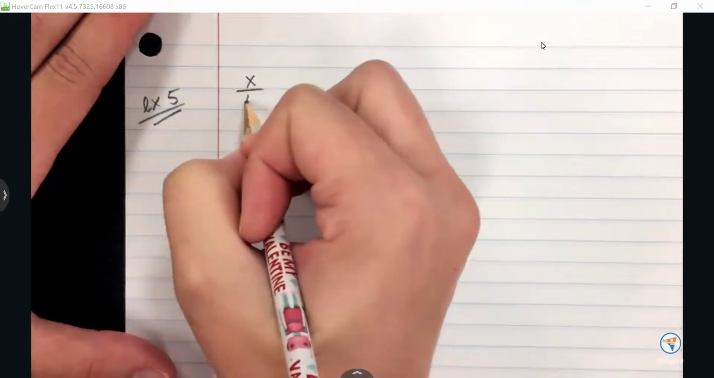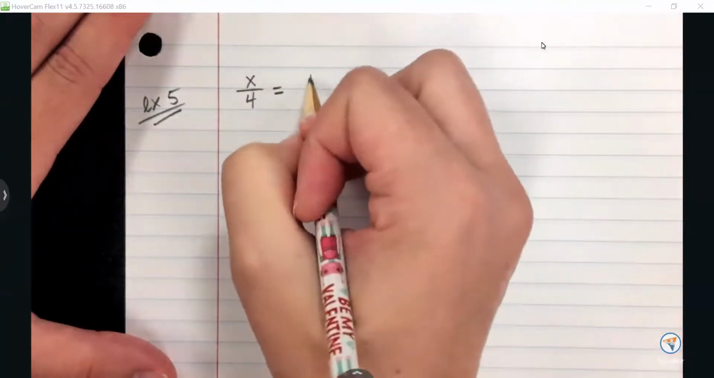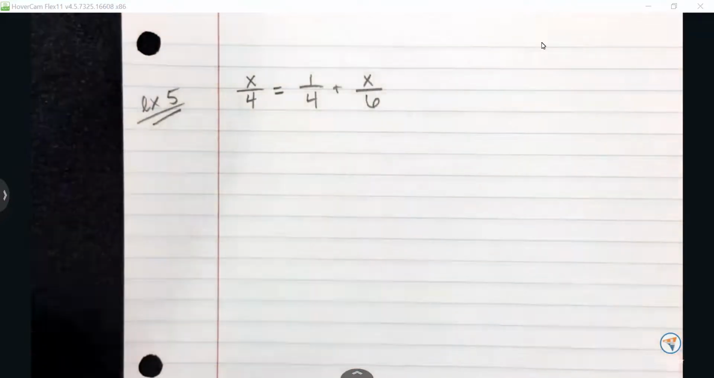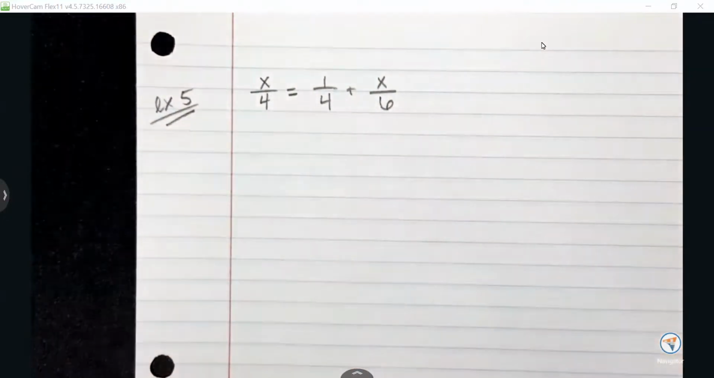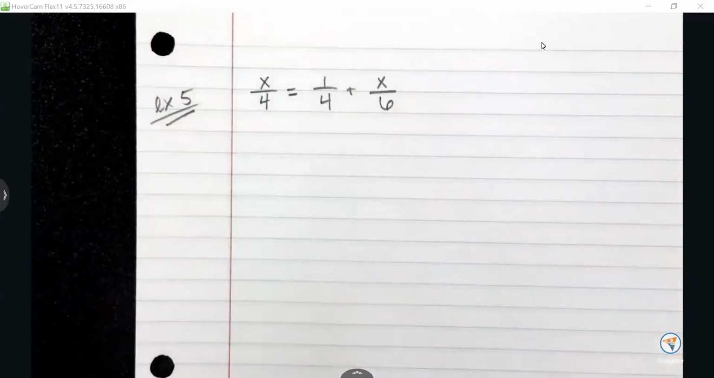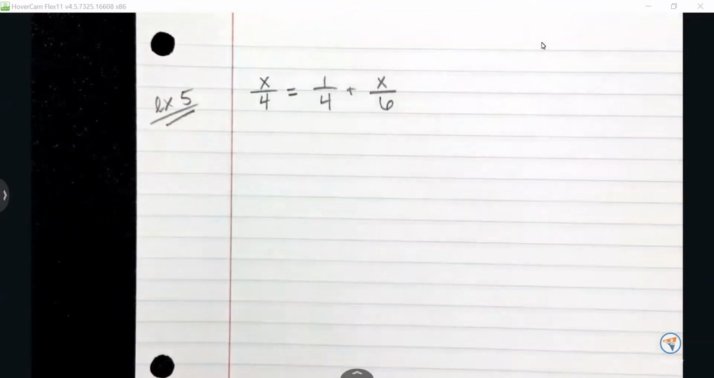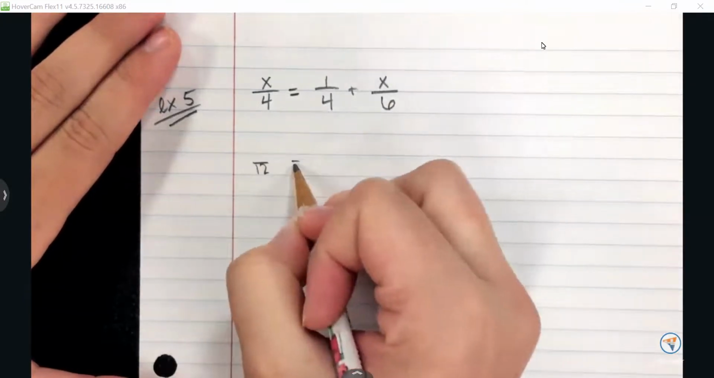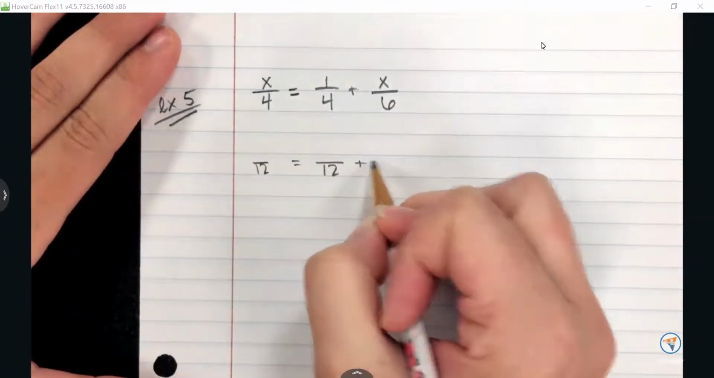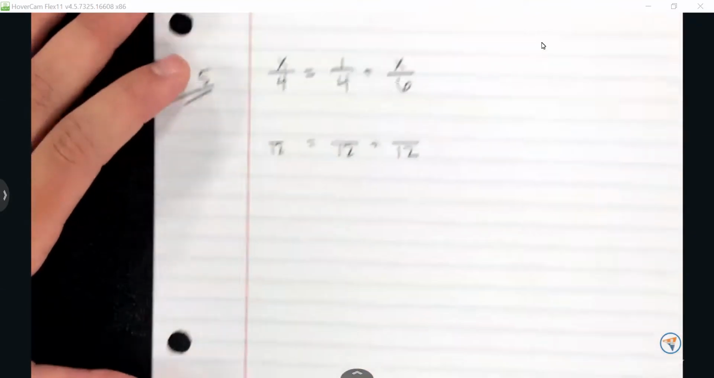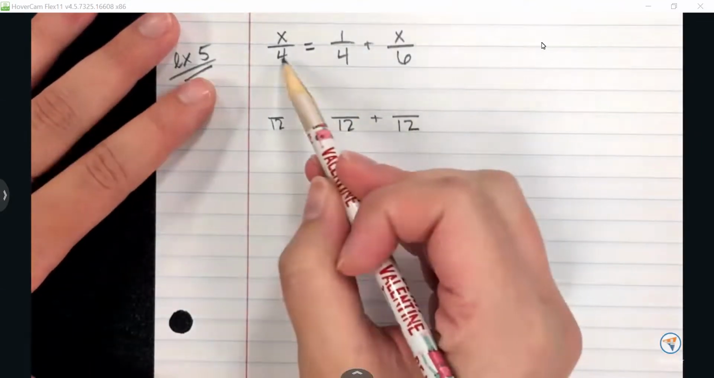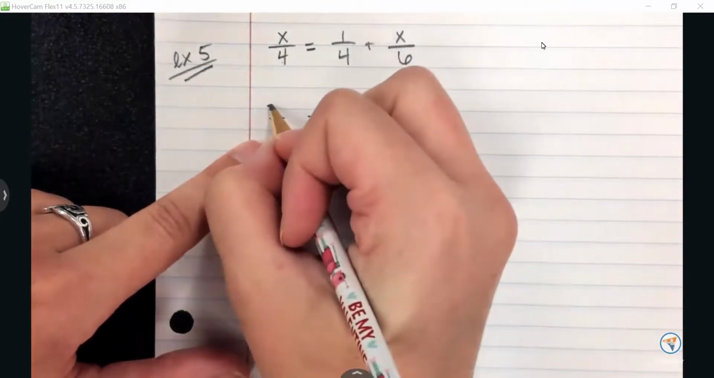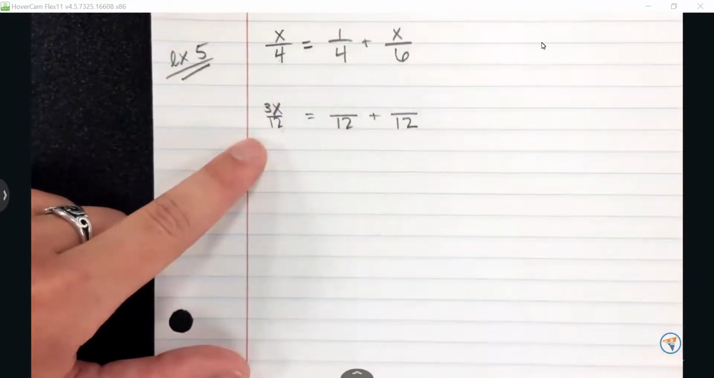x over 4 equals 1/4 plus x over 6. I have to have a common denominator. What will my common denominator be? 12. Okay. So how do I get from 4 to 12? I multiply by 3, so that's what I have to do to the numerator.